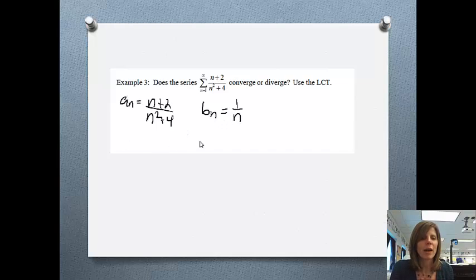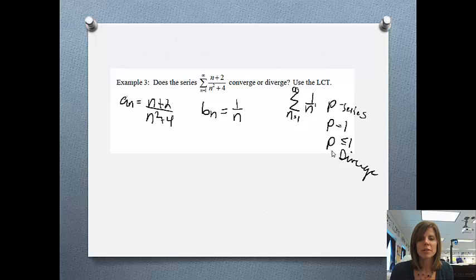Before I compare those two, let's find out what's going on with b sub n. The series from 1 to infinity of 1 over n is really nice because this is a p series, so if you can pick a p series to compare it to, more power to you. Our p would equal 1 in this case because the power is 1, and since p is less than or equal to 1, this series is going to diverge.